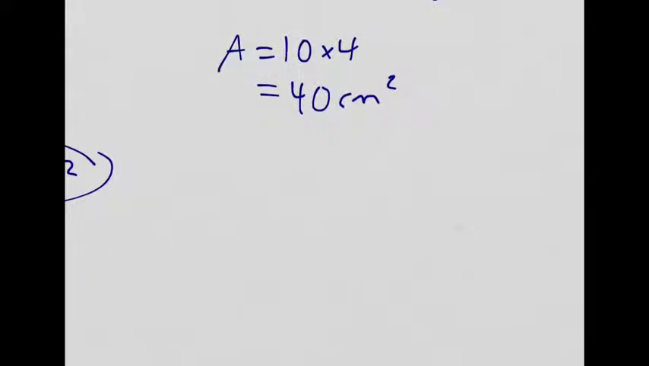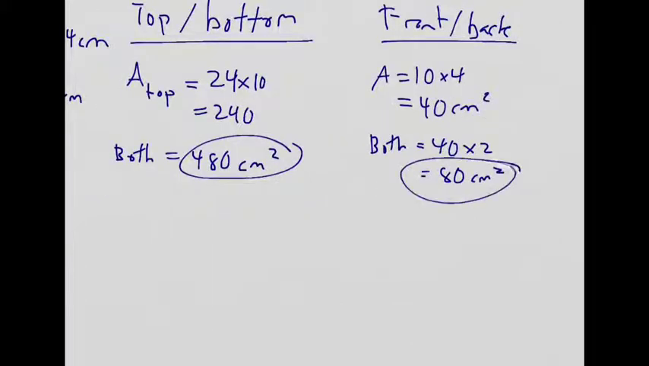And is that it? No, you have to double it. I gotta double it. Why? Because there's two sides that have that. Yeah, the front and the back are the same. So that's 80 centimeters squared. And I circle it. Why? Because you're going to use it. I want to save it for later.